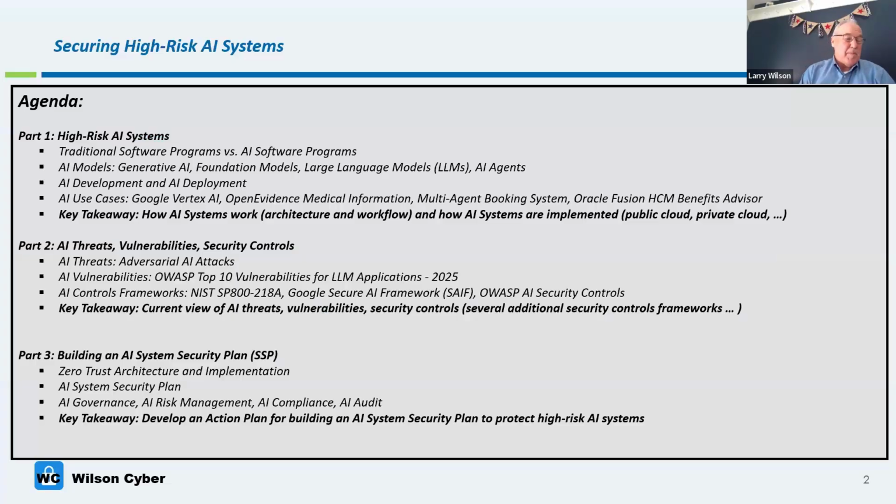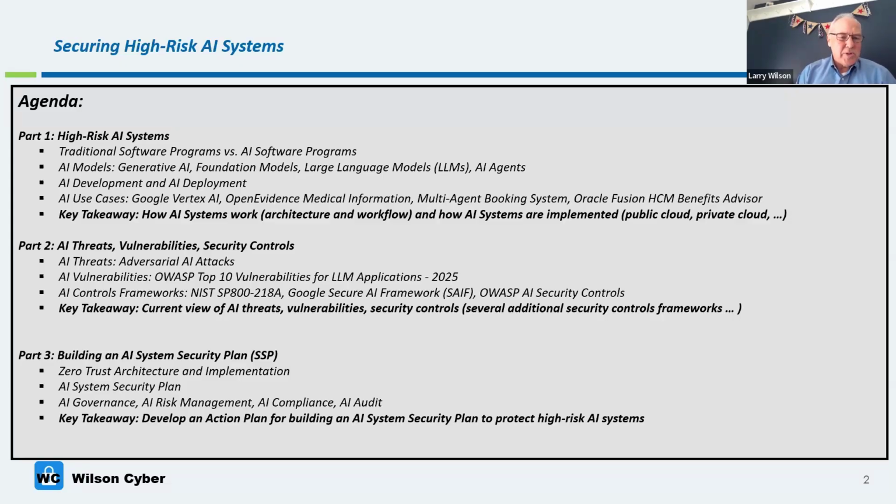So here's the agenda, three parts. We'll start by talking about high-risk AI systems. In the beginning, traditional software versus AI software, AI models, generative AI foundation models, large language models, AI agents, development of AI software, and deployment of AI software.